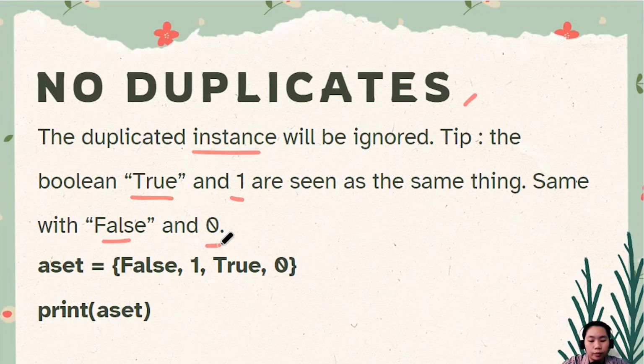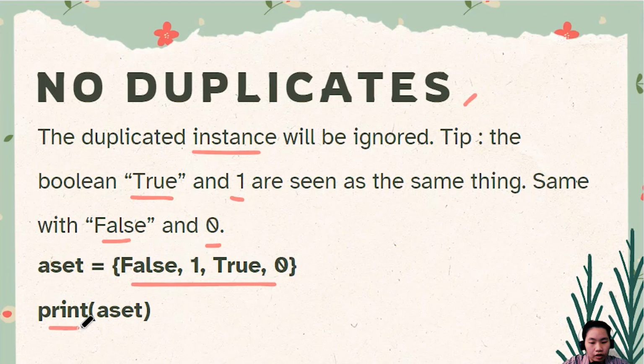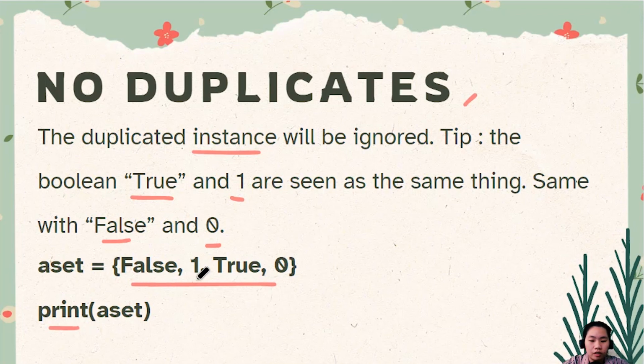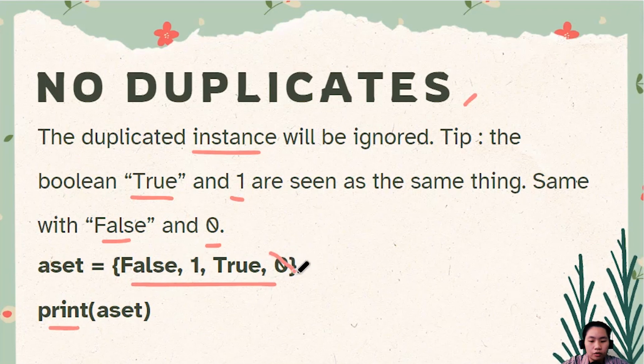Okay, so I have an example over here: false, 1, true, and 0. If I were to print this out, what do you think the end result will be? Well, it's just going to be false and 1, okay? Because false is a duplicate of 0, so 0 is ignored. True is a duplicate of 1, so true is ignored.